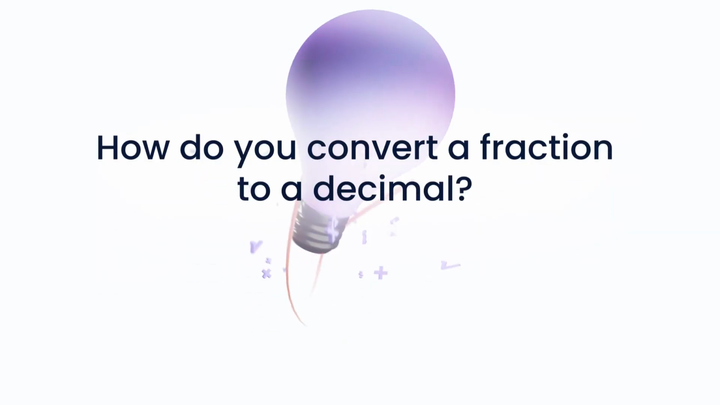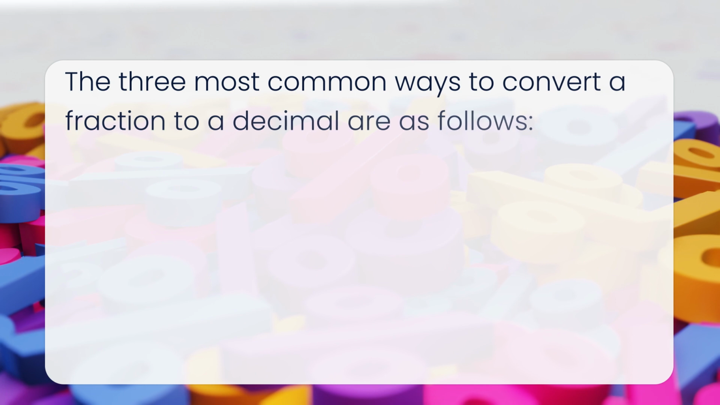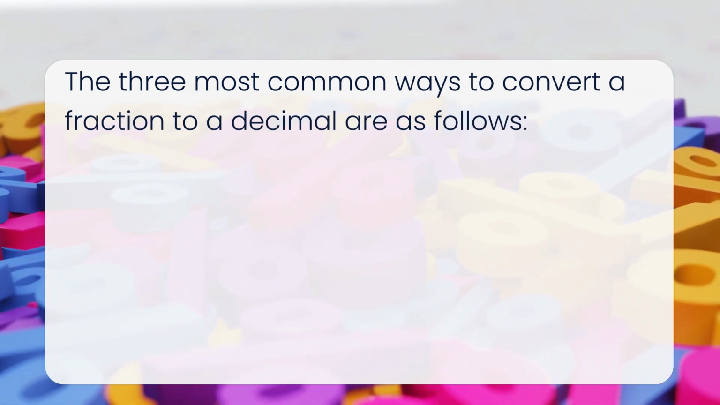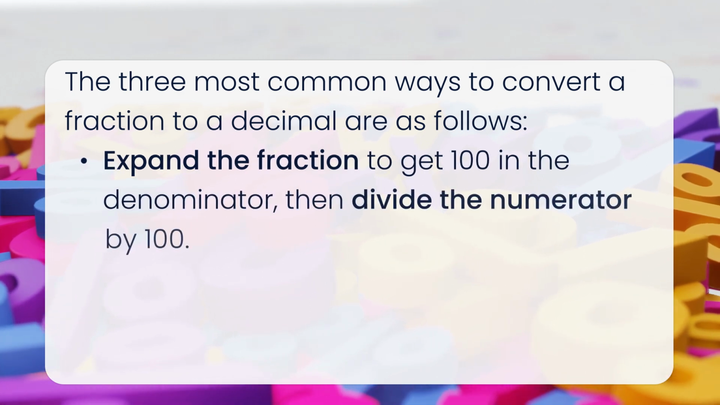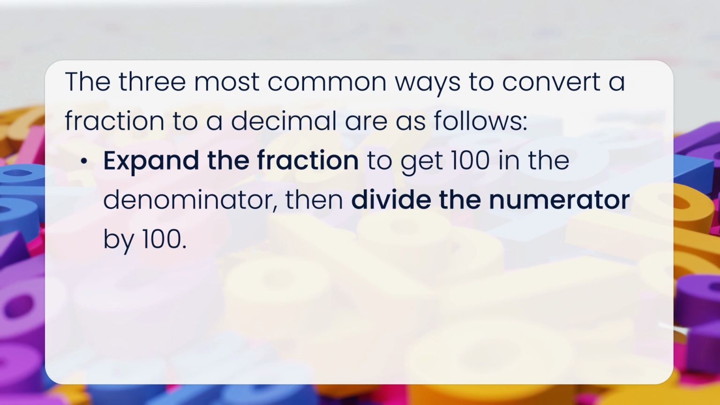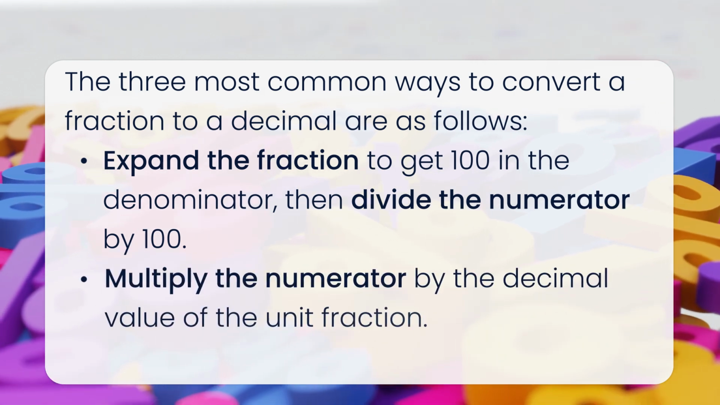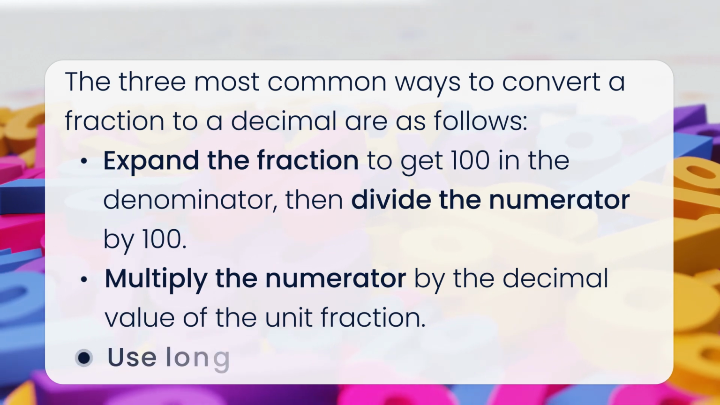How do you convert a fraction to a decimal? The three most common ways to convert a fraction to a decimal are as follows. Expand the fraction to get 100 in the denominator, then divide the numerator by 100. Multiply the numerator by the decimal value of the unit fraction.